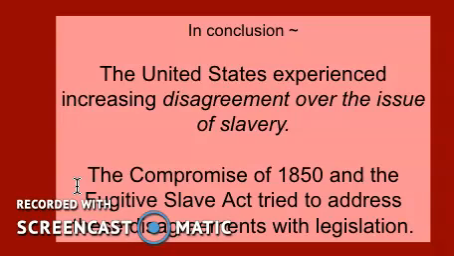Now, in the next chapter, you will read about another disputed law concerning slavery, the Kansas-Nebraska Act, and the violence it sparked. This will be independent reading for you.